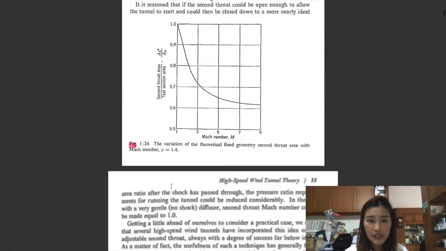One of the most important figures that I would like to point out is here, figure 24. It's a figure explaining the variation of theoretical fixed geometry second throat area with the Mach number, where we assume gamma is equal to 1.4. This figure is crucial because we will further develop our diffuser geometry based on this relation. Note that the understanding behind these figures or tables was already developed from reading and understanding the concepts from the Anderson book. So we didn't just look and point at a point and use it, but we have developed the understanding based on the theory from the Anderson book, and in this book we use it for practical insights.